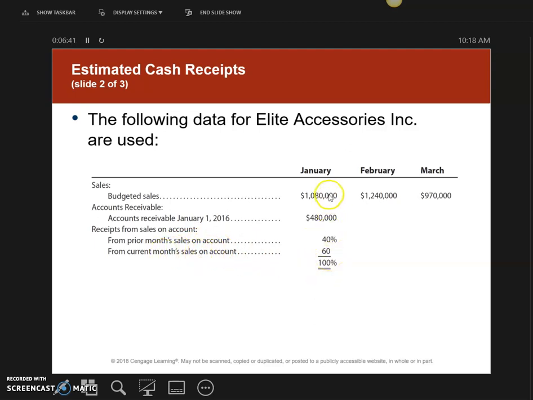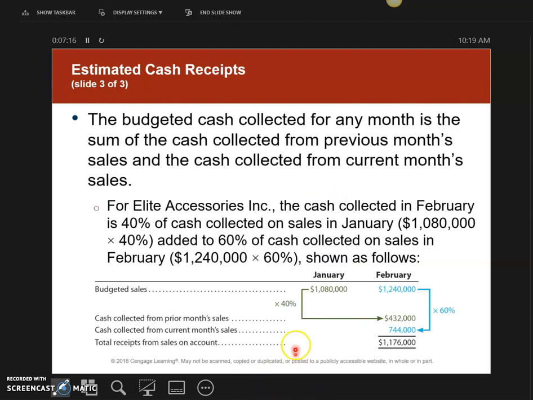So what that means, in January, if this is my sales, hold on, let me put my pointer up here. Okay, if this is our January sales, 60% of that money will be received in the month of January, and 40% will be received in the month of February. So given that, this 480,000 represents 40% of December sales. So we're going to have this little spreadsheet, and I want you to pay attention to it, okay? It's a little complicated. We're actually only looking at February's receipts right now.